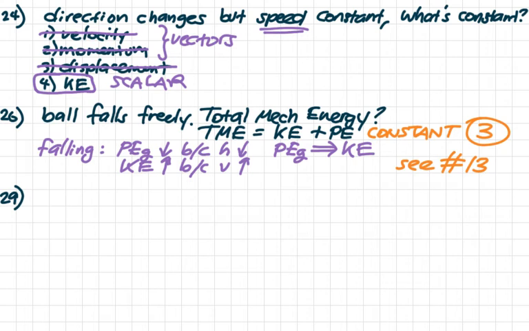Okay, so 28 and 29. 28 we already did previously. You have a force versus displacement graph. You take the area under the curve. But 29 says, a boy pushes a wagon. What happens to the wagon's energy? So let's read the description. The problem says that we have constant speed and we have a level sidewalk.